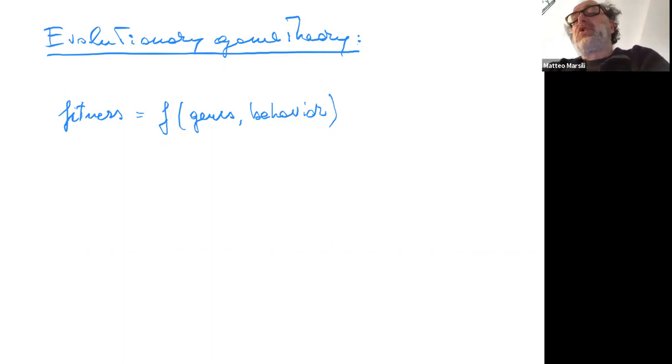Now, let's make an example. A typical example is the mantis. The mantis is an insect, and there is a female and a male. And when the male meets the female, essentially they mate. And then after mating, the male lets himself be eaten up by the female.